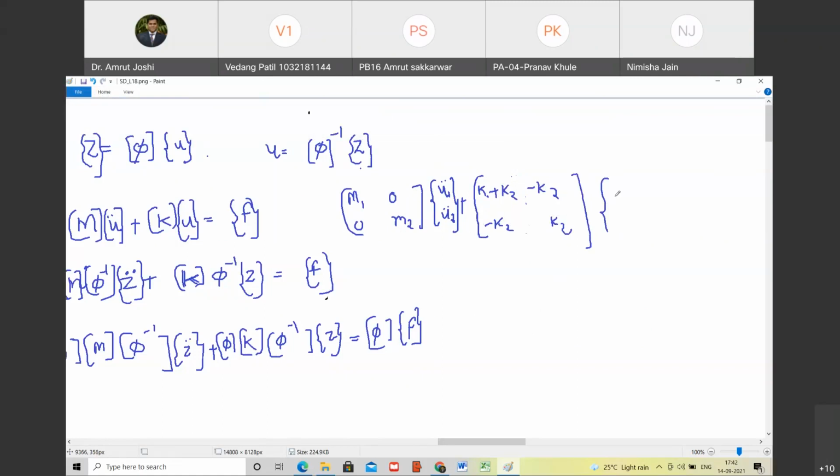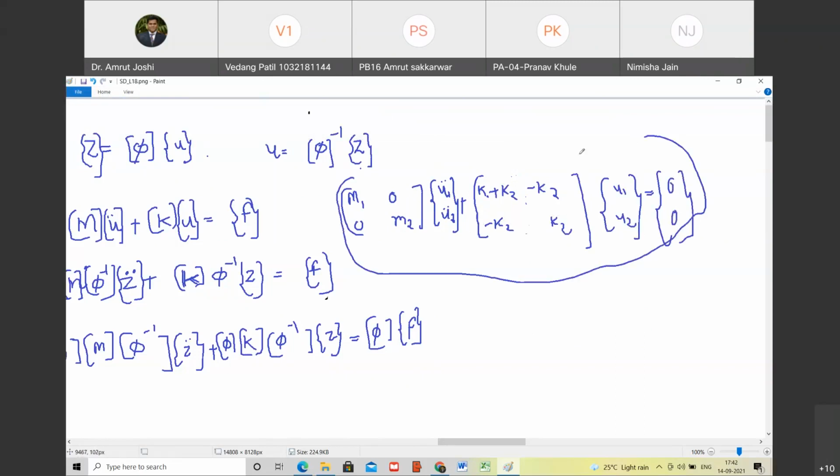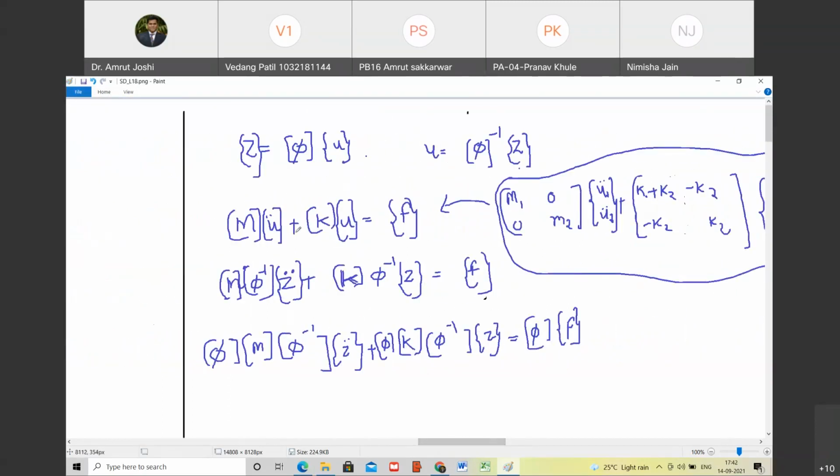This multiplied by U1, U2. And this is equal to F, which is in our case 0, 0. Happy? Yes. So this is equivalent to this. I am representing it in matrix form. Now I am going to make a substitution.